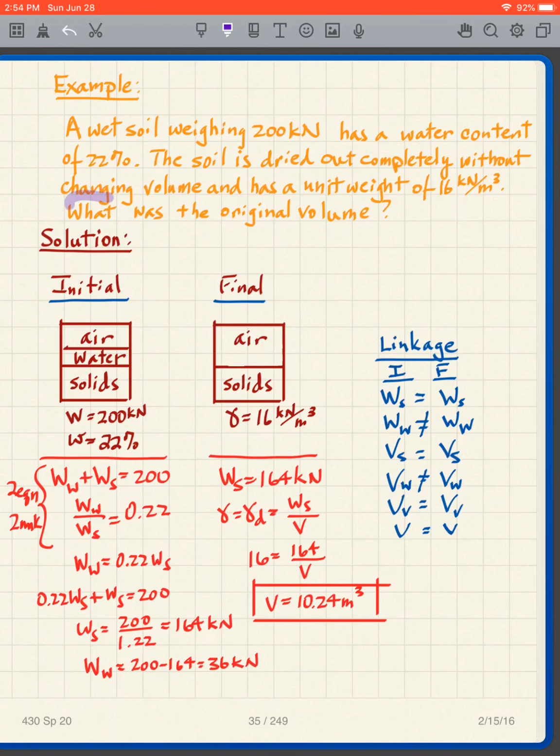I want to know what was the original volume. Okay, so what are we doing here? Let's draw a little sketch. Again, I have an initial condition, I have a final condition. Initial condition is before we dried it out and after we dried it out. Now, so I have my box here, and in my box I have air, water, and solids.